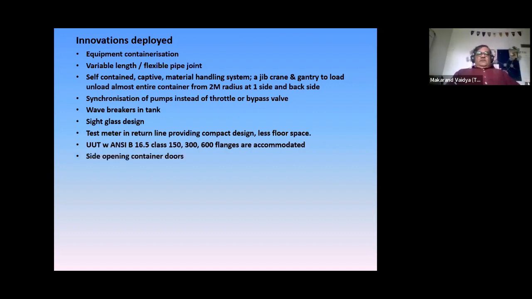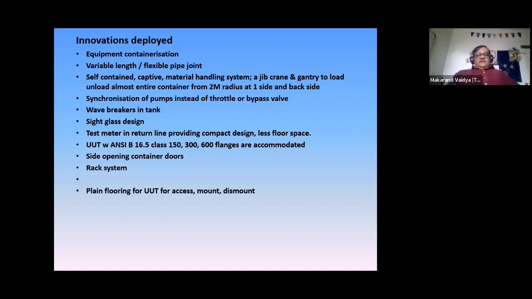Side opening container door was also very challenging, and I did it using air springs and all sorts of things. The rack system was also done. I did not give the spool pieces in a crate or wooden crate or something like that. I gave a rack in which they are kept in a logical sequence, with a nomenclature over it and all that.